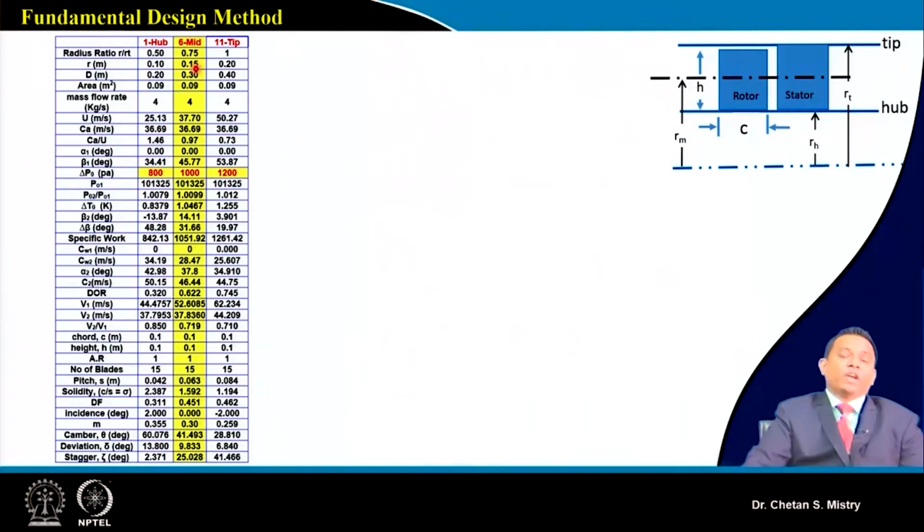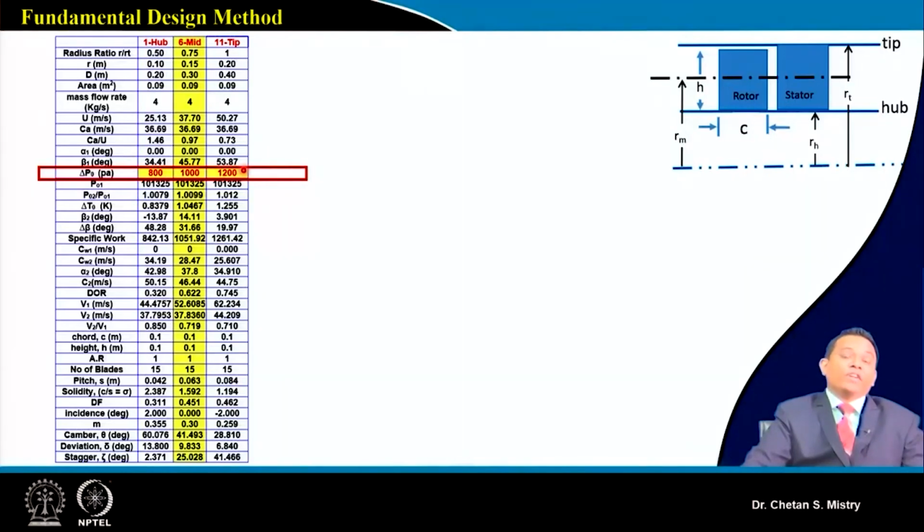Okay, that's what we have done for our free vortex design. Same logic is applicable here. There is nothing different in terms of these numbers. Okay, in this case where the change is coming is here. Now all our calculation is based on delta P0. So here for hub we have assumed that to be 800 Pascal, and for the tip we have assumed that to be 1200 Pascal.